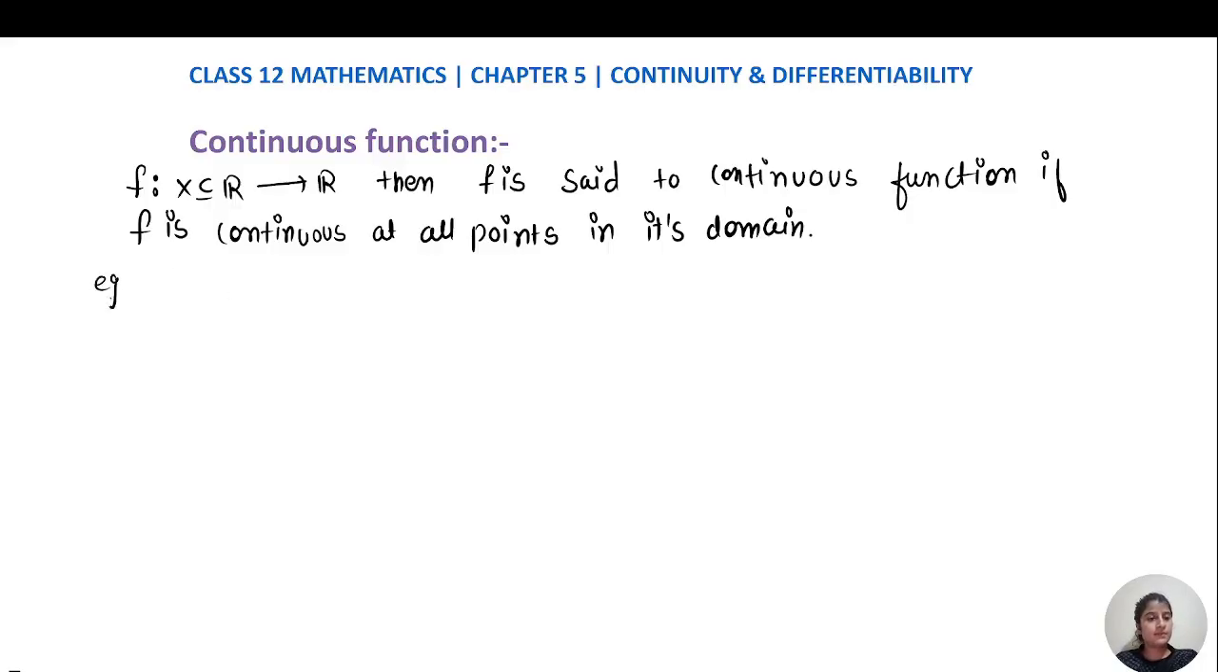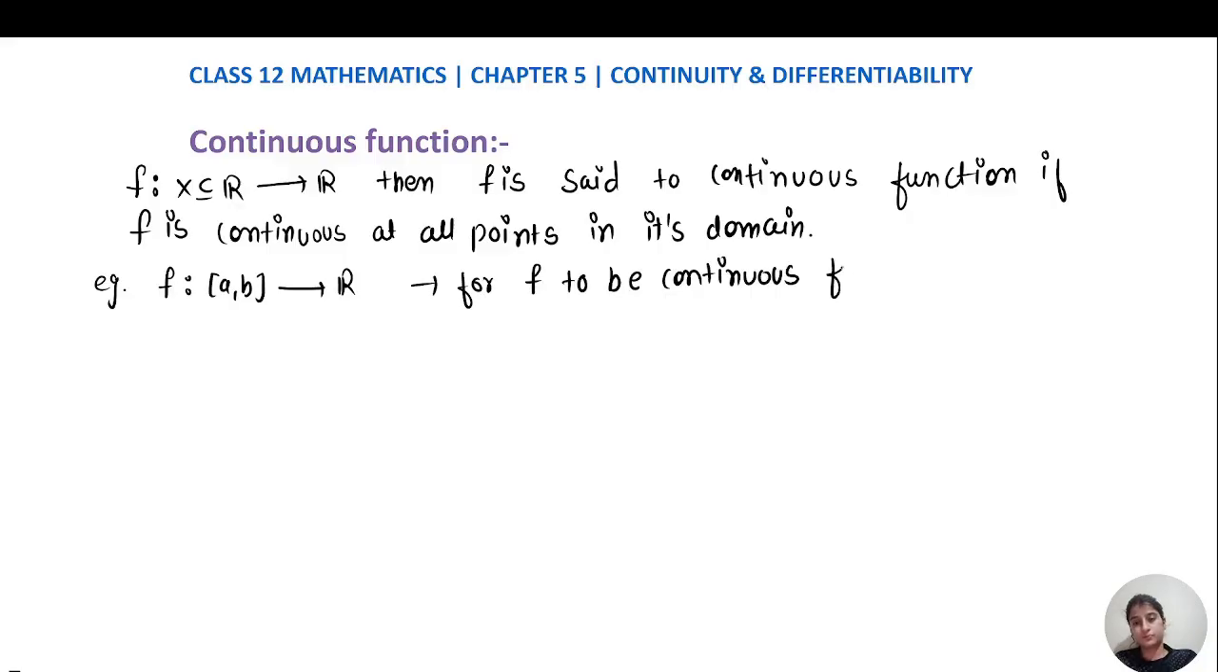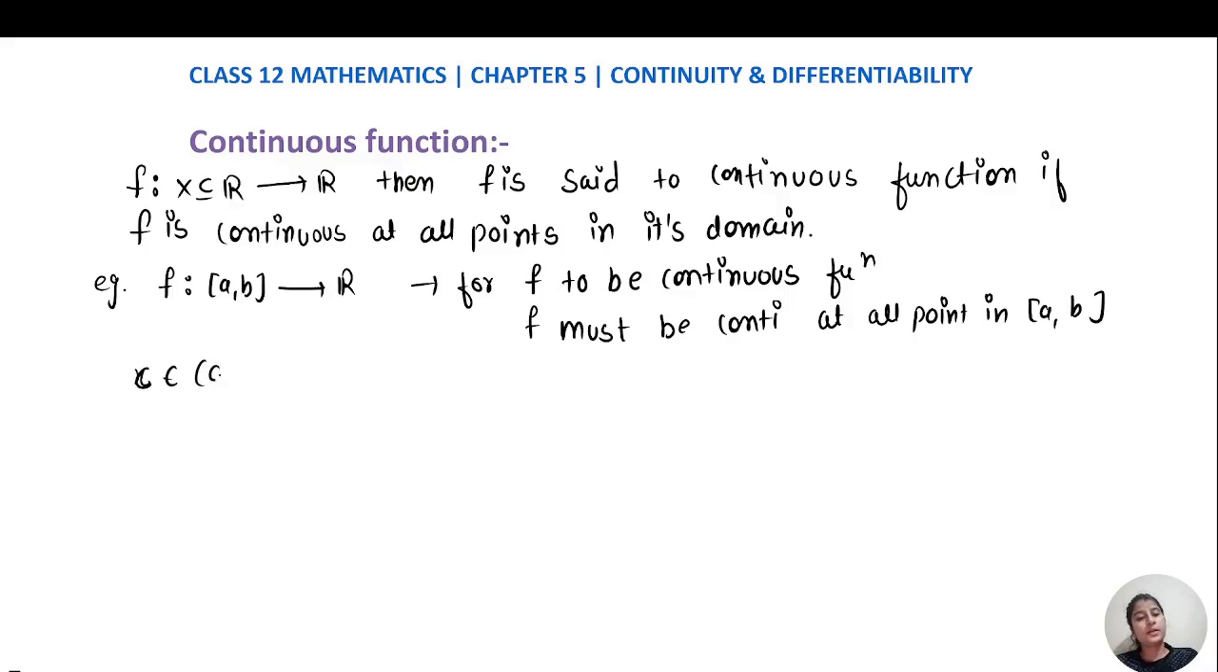For example, suppose my function f is defined from the closed interval [a, b] to R. For f to be a continuous function, f must be continuous at all points in the closed interval [a, b]. If I have a point c in the open interval (a, b), it is easy to check whether the function is continuous. The definition is: limit as x tends to c of f of x equals f of c. If this holds, then the function is continuous at that point.